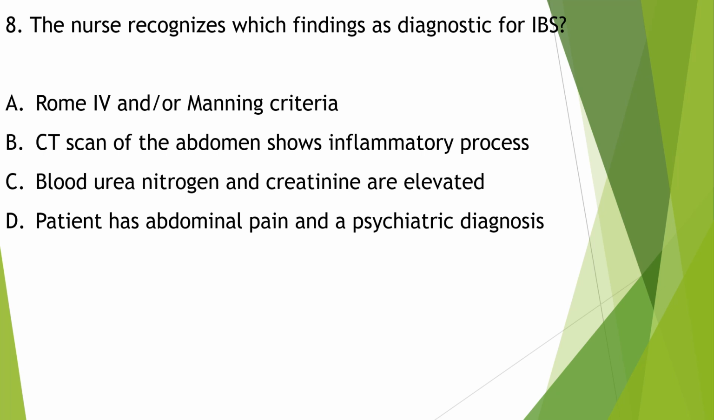There are two tools used for the diagnosis of irritable bowel syndrome, that is the Rome IV criteria and also the Manning criteria. The Rome IV diagnostic criteria is for functional gastrointestinal disorders and the Manning criteria is for the diagnosis of irritable bowel syndrome. The other tests which are given may be used but are not as specific.